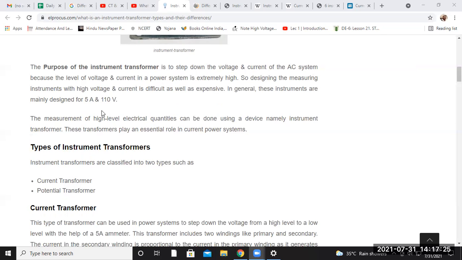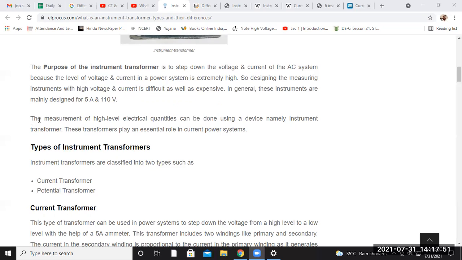A similar case occurs for your potential transformer. Now, the 110 volt signal will be divided into equal distribution along the range of the instrument transformer, so that the actual value of the voltage that is flowing in the transmission line can be represented in the potential transformer. Okay, so these are the main ratings of the instrument transformer.